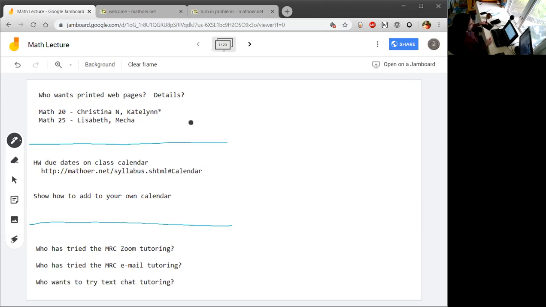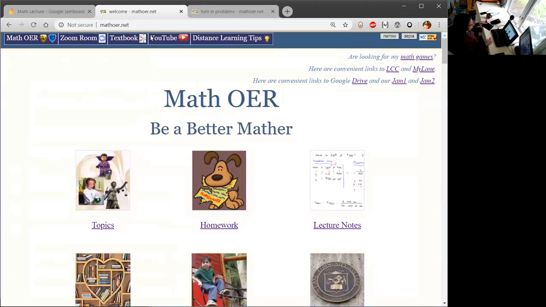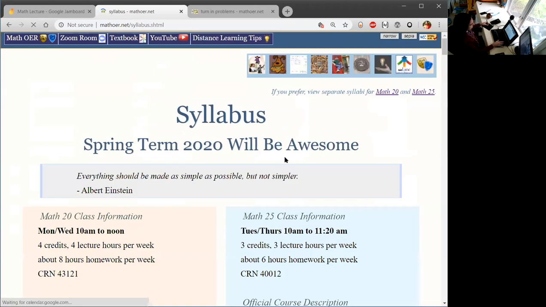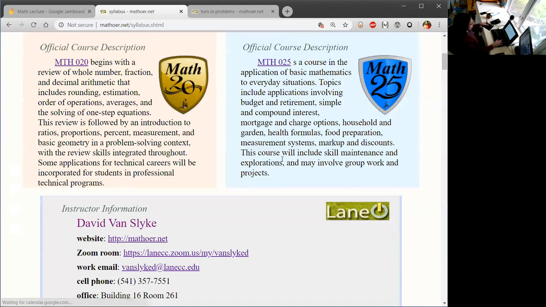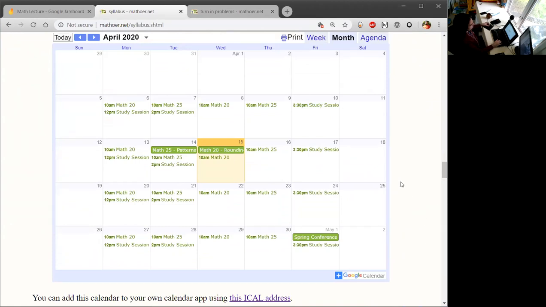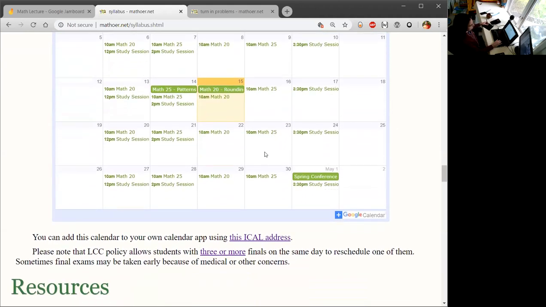So first announcement, if you want stuff printed out so you don't have to stare at the screen as much, let me know. Second announcement, the class calendar. I'm putting due dates on it as we go. If you go to our class website and down to the calendar, I will put a link to this in all of our after-class emails, so you don't have to scroll down like I did. For Math 25, patterns, rounding, all of those due dates, once we have them, I'll put in the calendar. There are two things to click on.